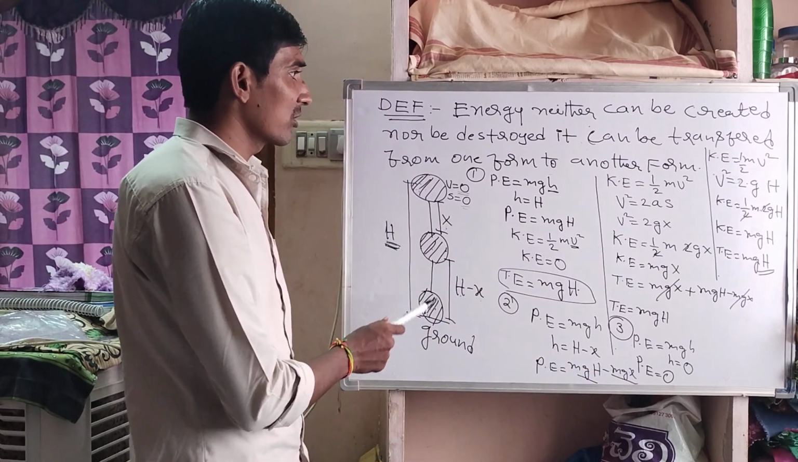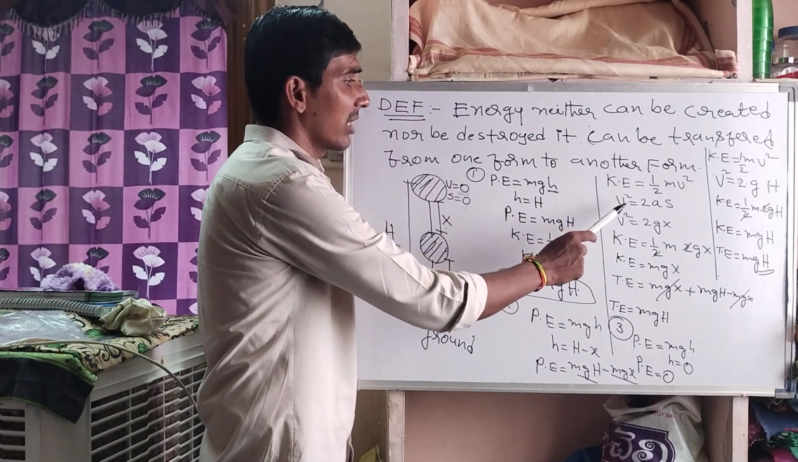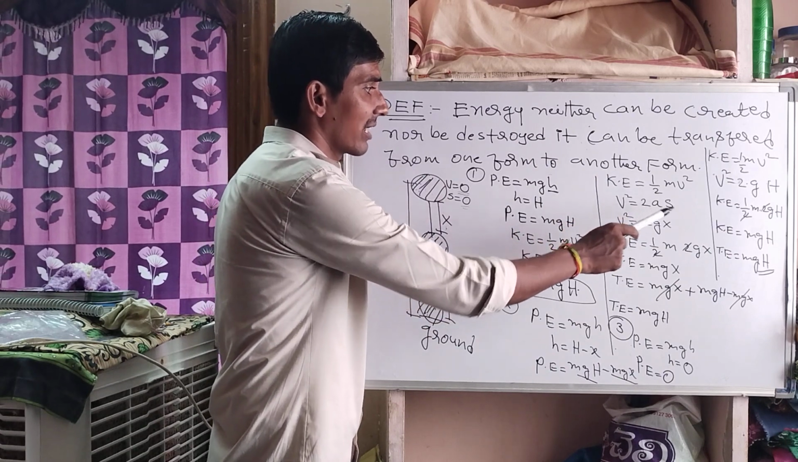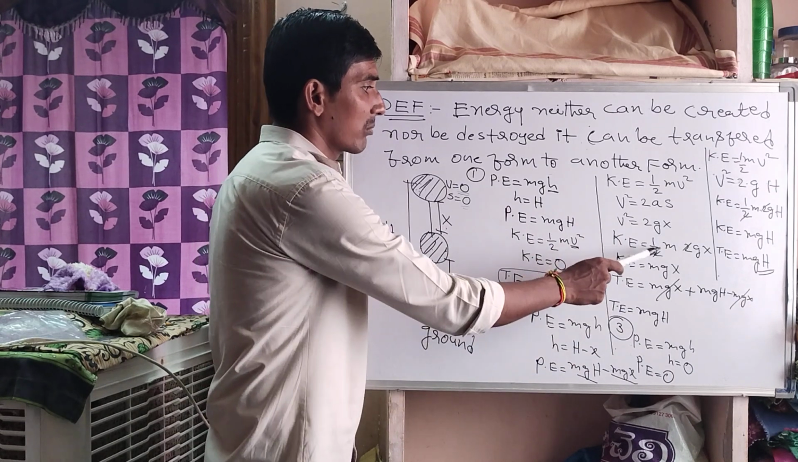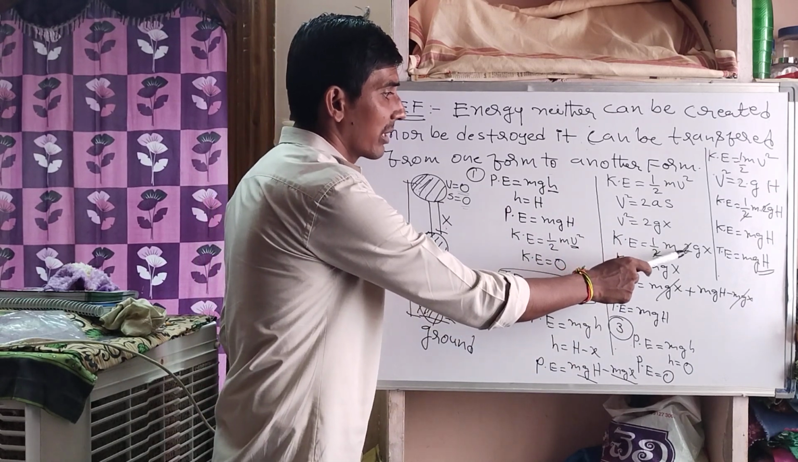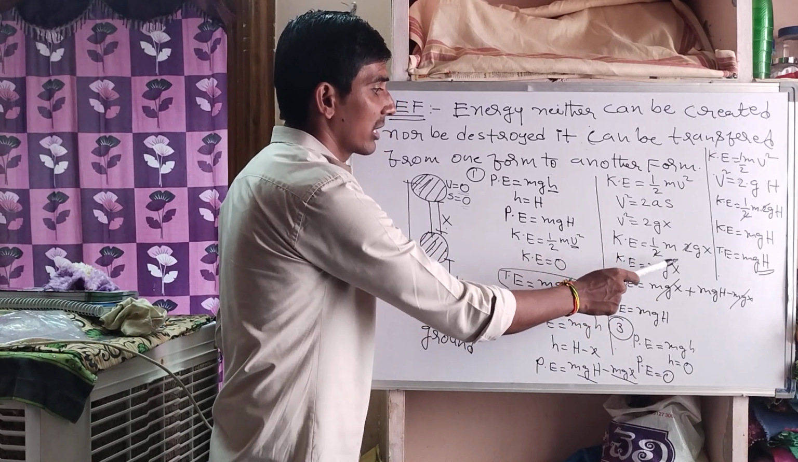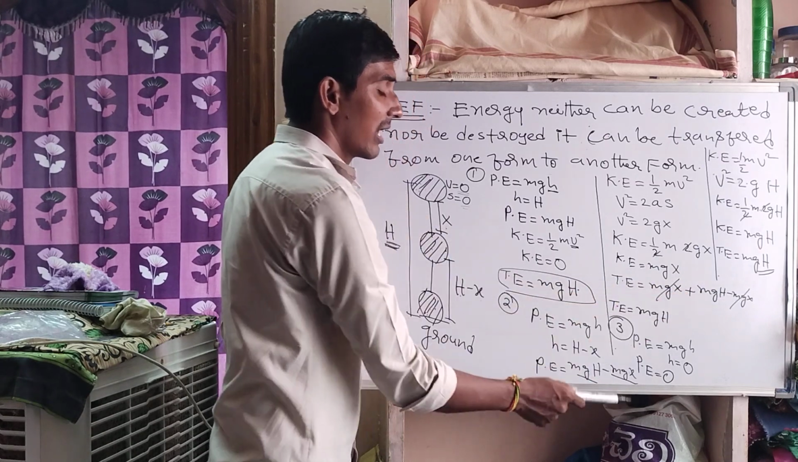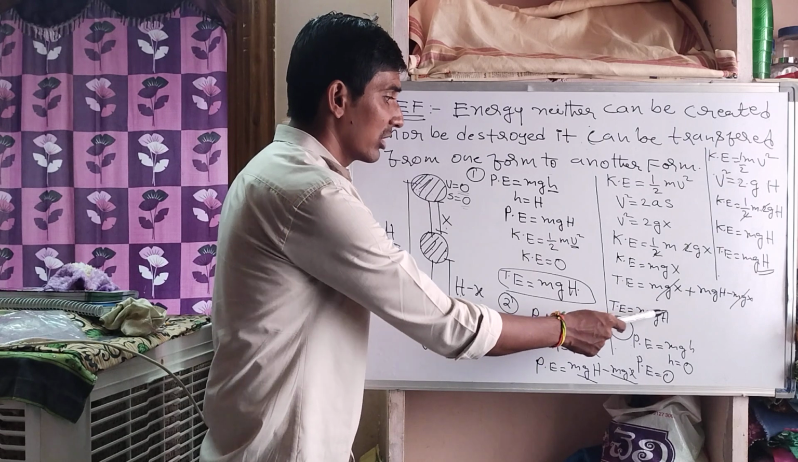Here kinetic energy is 1 by 2 mv square. In the free falling condition, according to the kinematic third equation, v square is equal to 2gx. Kinetic energy, 1 by 2 m into v square, means 2gx. Here 2 is cancelled, remaining mgx. The total energy is mgx plus mgh minus mgx. Here mgx is cancelled. Total energy means mgh.